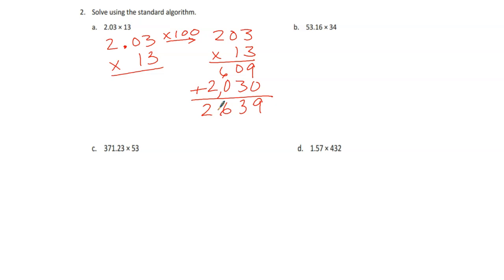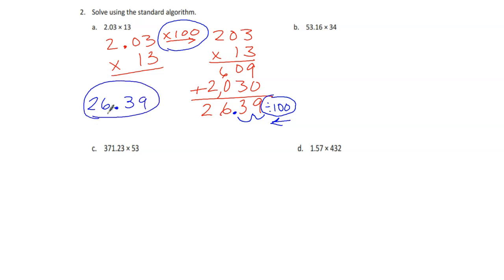Alright, now remember, I multiplied by 100, so what am I going to do here at the bottom? Inverse operation, I'm going to divide by 100. So when I divide by 100, I know this 2,639 is going to move 2 places to the right on my place value chart, which is going to appear to make my decimal move 2 places to the left. So my final answer will be 26 and 39 hundredths.